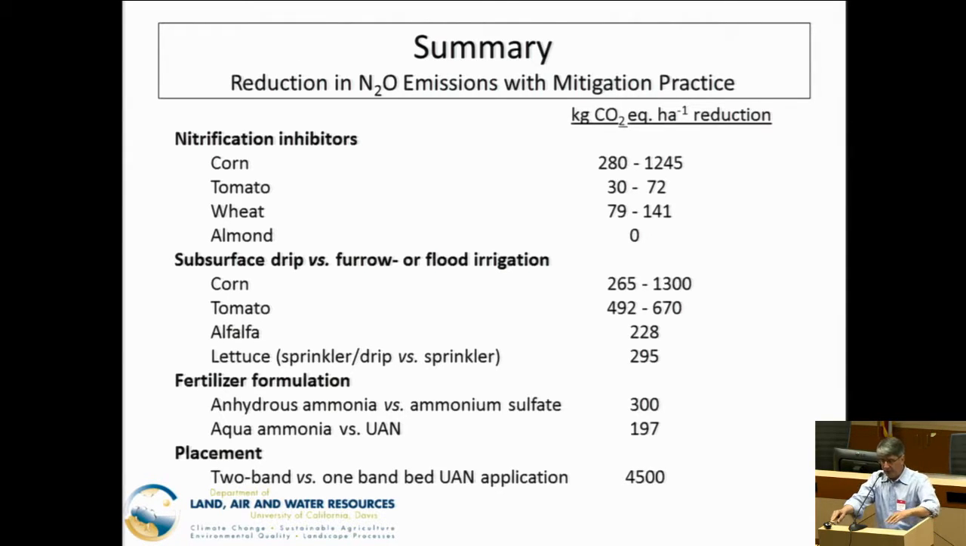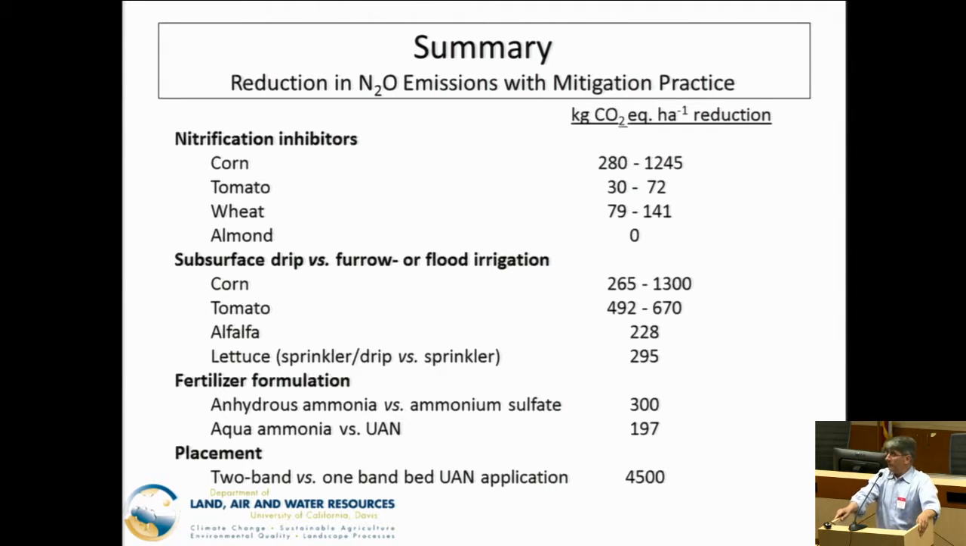And in alfalfa, the reduction was not so large in this experiment, but it was clear. And I also included the lettuce sprinkler drip combination, even though the results there were only valid for 1 year, or they worked only in 1 year, but it was similar to the reduction in alfalfa.